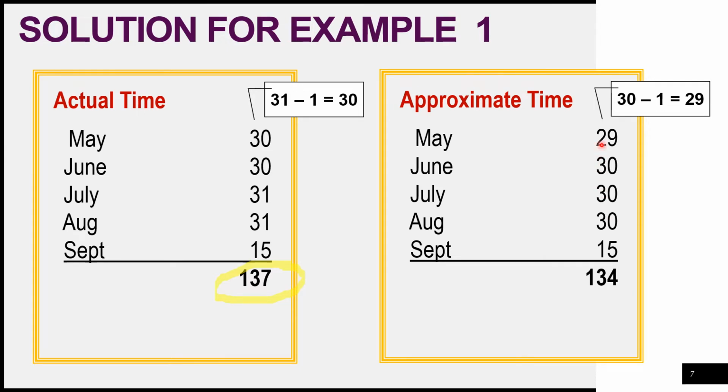Now, we will add all of the days from May to September. So we have 29 plus 30 plus 30 plus 30 plus 15. Then we have 134 days. Therefore, the approximate time from May 1, 1983 to September 15, 1983 is 134 days. Still confused? Here is another example for you to understand better.